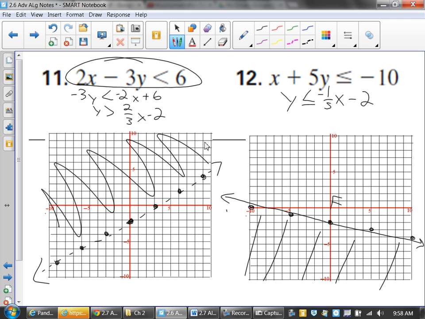Yes, sir. You didn't switch the sign. Did I divide by a negative? Correct. You only switch the sign if you multiply or divide by a negative. It does not matter that the sign, when you move this stuff over, because when I did this, I had 5y is less than or equal to negative x minus 10. It doesn't matter that the x is already negative. As long as the coefficient of the y value isn't negative, it doesn't matter. It's the only time you got to worry about it. Okay? No big deal. All right, let's get you some homework.